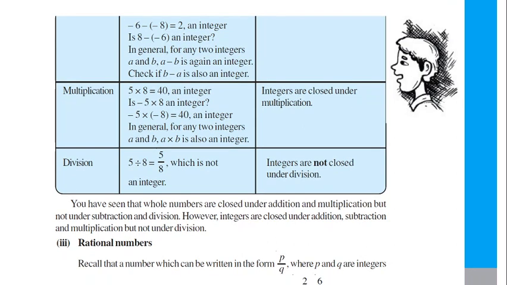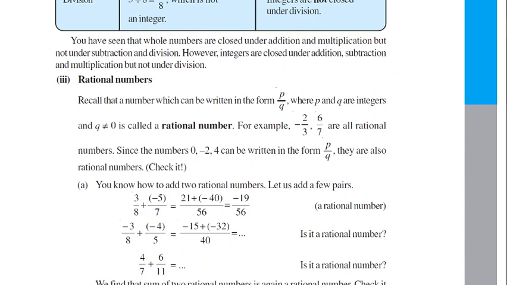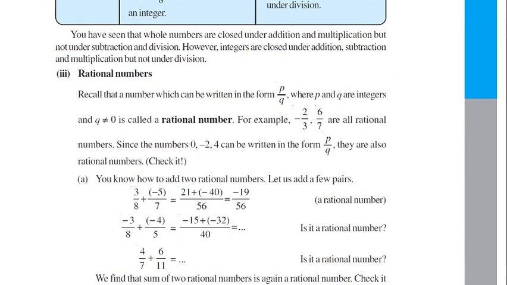So let's first see the rational numbers. We know that if you can write any number in the form of p by q, where q is not equal to 0, then it is known as a rational number. For example, -2 by 3 and 6 by 7 are rational numbers. Also you can write -2, 4, 0 upon 1. If there is no denominator, you can write 1. So you can represent 4 in the form of 4 by 1. So 4 by 1 is nothing but a p by q. So 4 is also one type of rational number, right?